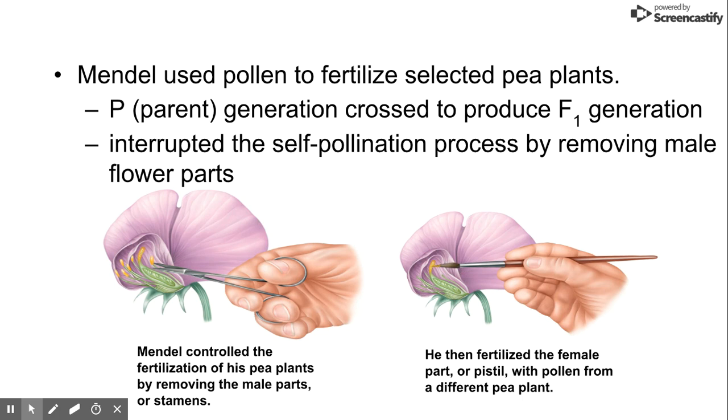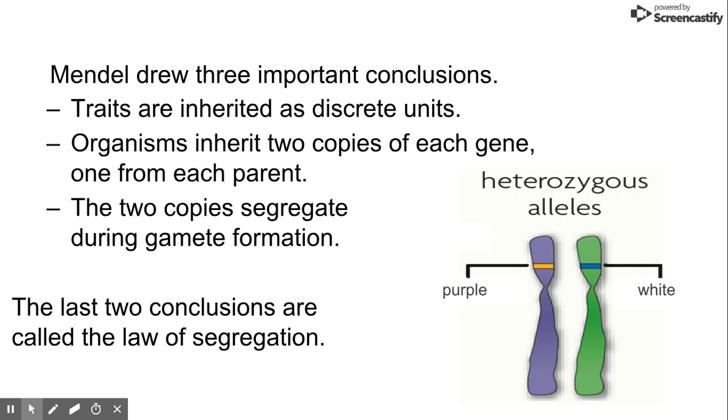So after doing this for many different trials, and some of his evidence suggests that he did this hundreds of times over a span of years, he started to notice some patterns, and that led him to his conclusions. Mendel had 3 important conclusions. Traits were inherited as discrete units.